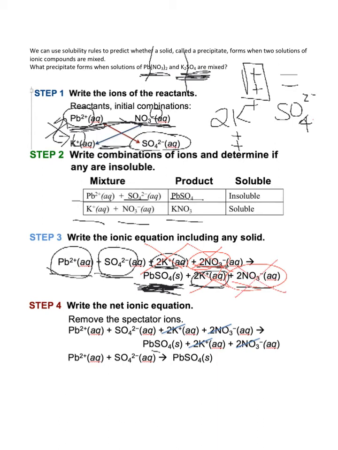Well, what are we left with? We are left with Pb plus 2 plus SO4 2 minus gives us PbSO4 solid. And that is our net ionic equation. Now, let's try another one.